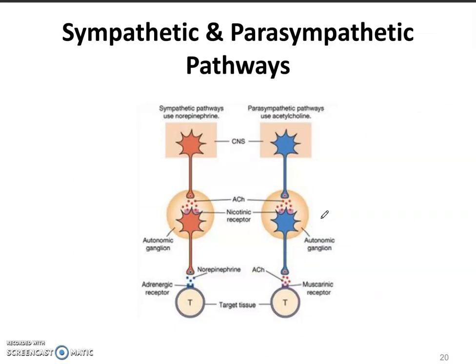These are the sympathetic and parasympathetic pathways. The sympathetic pathways use norepinephrine, and the parasympathetic pathways use acetylcholine. This is the level of the CNS. Then they go to the autonomic ganglion. Both release ACh, acetylcholine, and then there are the receptors. Then it goes to the target tissue. It has an adrenergic receptor in the sympathetic pathways, and the parasympathetic pathways act on the muscarinic receptors. When they reach the target tissue, there is a difference between the agent being used: in sympathetic pathways there is norepinephrine, and in the parasympathetic pathways there is acetylcholine.